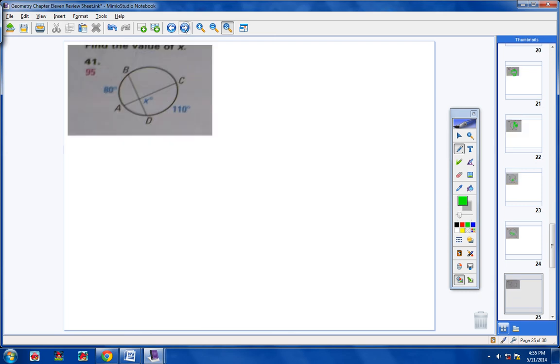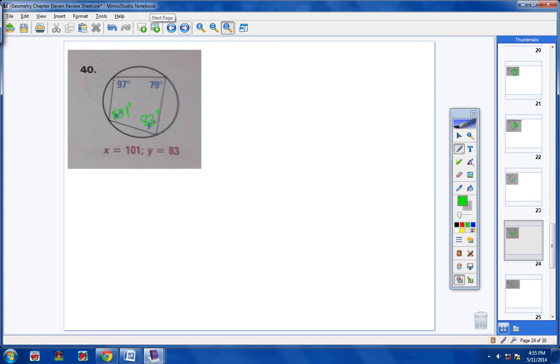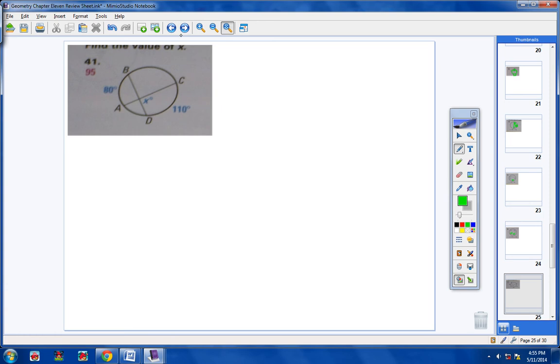Moving on to number 41, and let's take a look at this really quickly here. Numbers 41 through 46 are reviewing the following theorems. First of all, let's take a look at number 41. Here's what we learned in number 41: when we have two chords that are intersecting, this angle right here is going to be half of the sum of these two arcs.